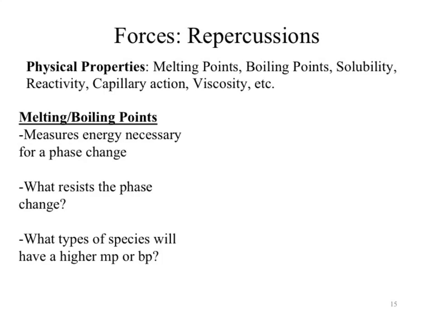Repercussions that come out of this, we can look at melting points and boiling points, which is what we just looked at. What resists the phase change? The resisting of the phase change is not our bonds, but the forces. And the forces are derived from our bonds. So we can look at a structure where we see bonds, and we can predict what happens with the forces. So if we're looking for species that have higher melting points or boiling points, we're looking at compounds that have more polar bonds, more ionic characteristics.